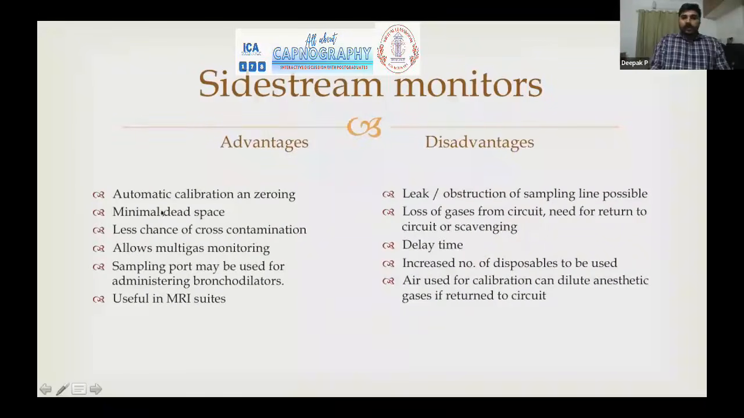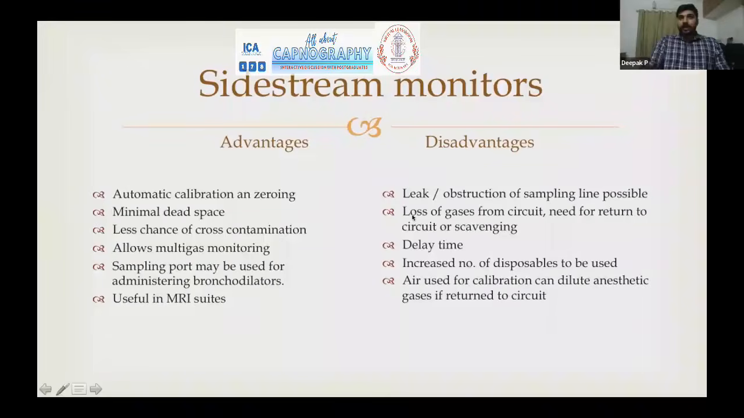First of all, side stream monitors can automatically be calibrated, and zeroing is automatically done. Because it does not add anything to the circuit, there is minimal dead space. There is very little chance of cross contamination, because for every patient, if we change the sample line, there is no chance of cross contamination. Also, as we saw in the image earlier, you can allow for multi-gas monitoring. And when we remove this sampling line, that port gives an access to the circuit through which we can administer bronchodilators, and it can also be used in remote locations like MRI suites.